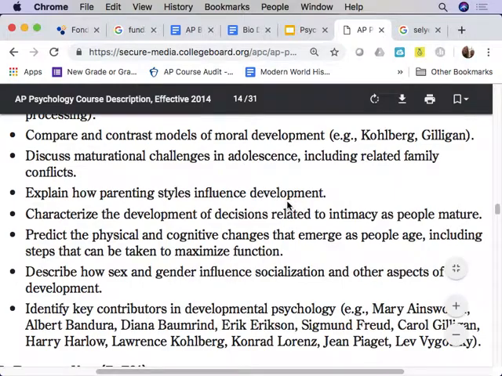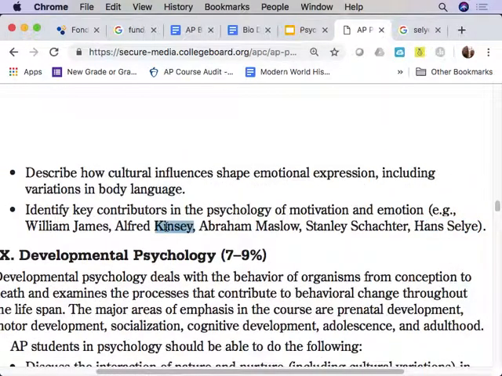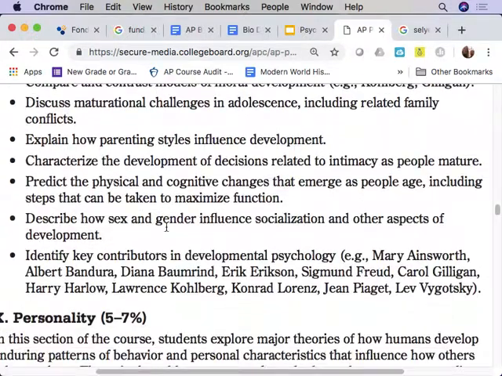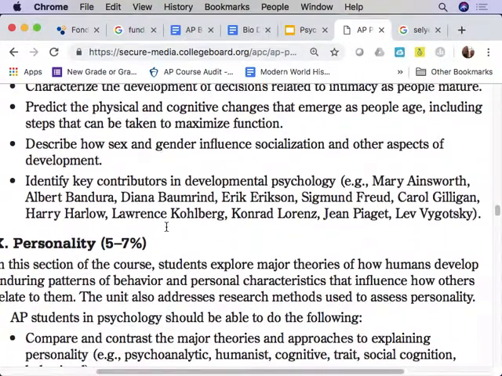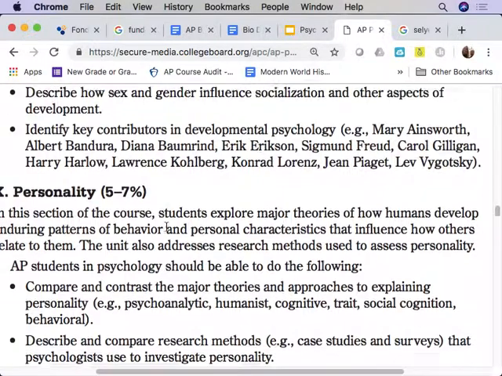Okay. Then I don't know, it says he did something with sexuality, but I'd have to look specifically. All right, here's a unit with a ton of names.